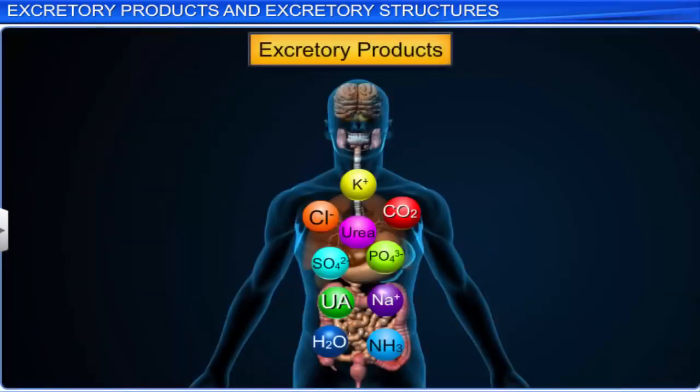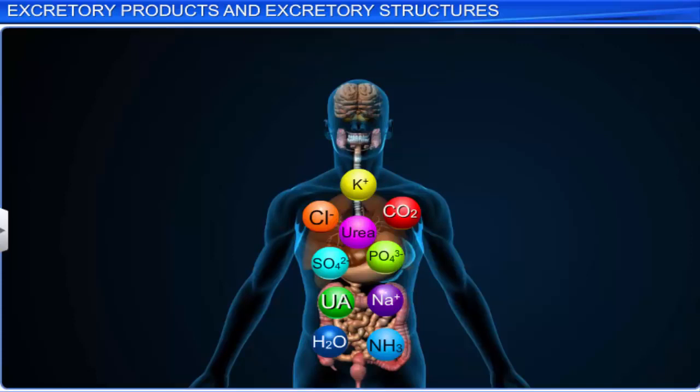These waste or excretory products, if retained in the body, may prove fatal and so must be totally or partially removed from our body. The process of elimination of metabolic waste products from the animal body is called excretion.